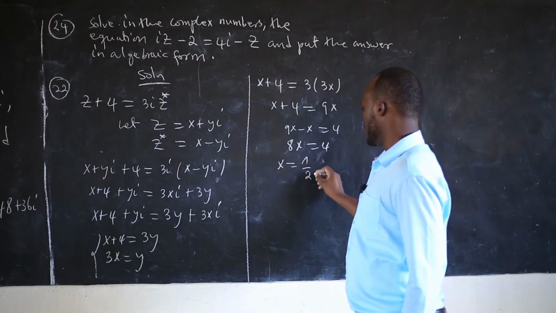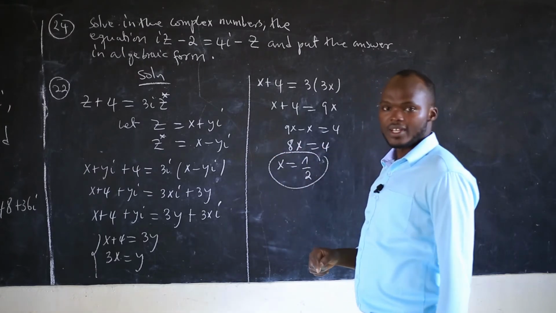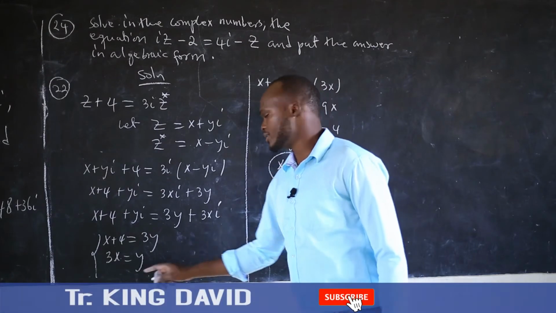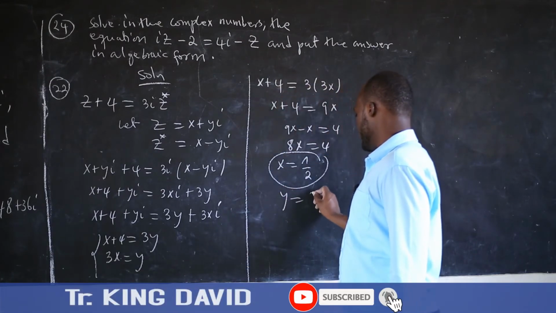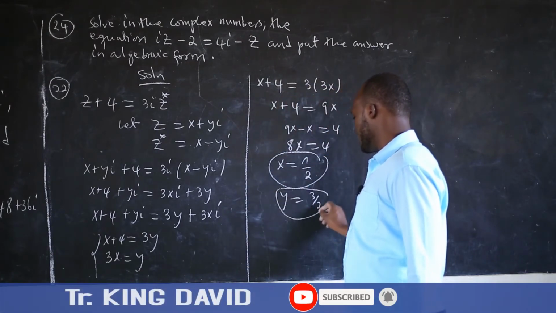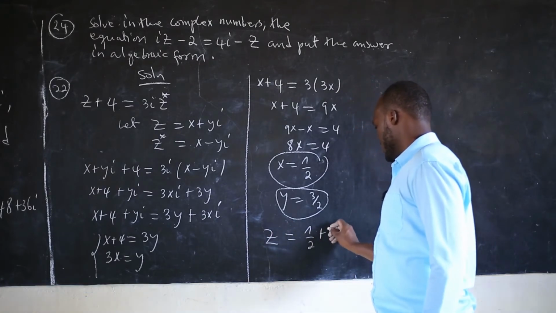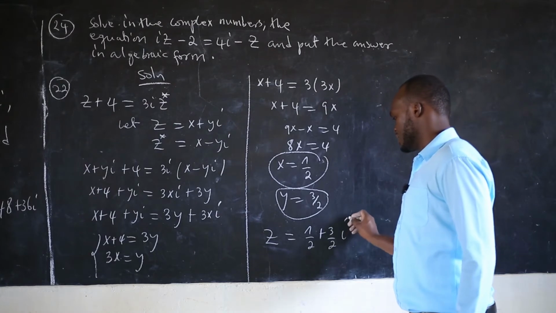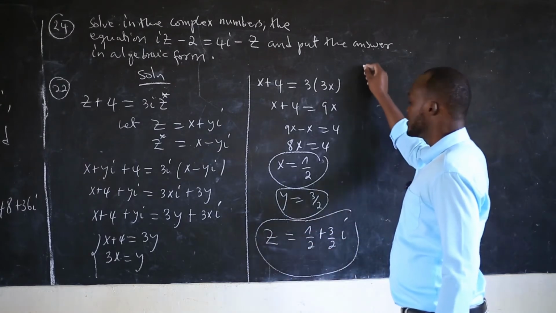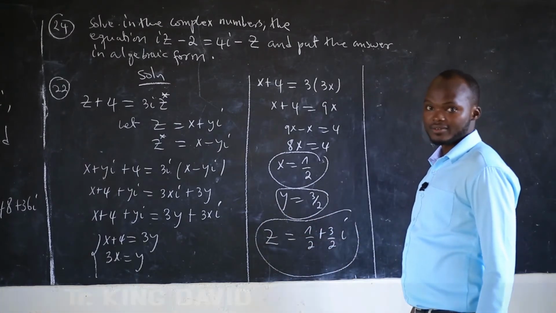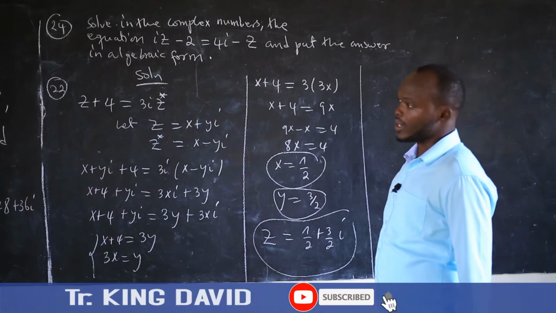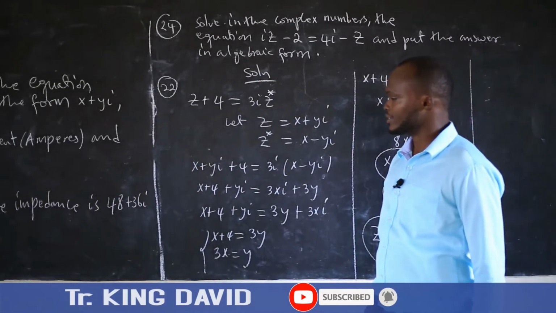X is 1 over 2. So if x is 1 over 2, we bring it here, so y will be 3 over 2. Therefore, our z is a half plus 3 over 2 i. So that is the answer. I hope there is no question. Okay, so we can go to number 23.